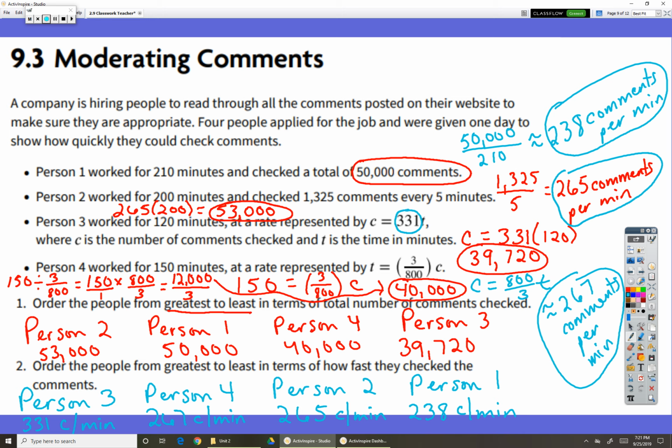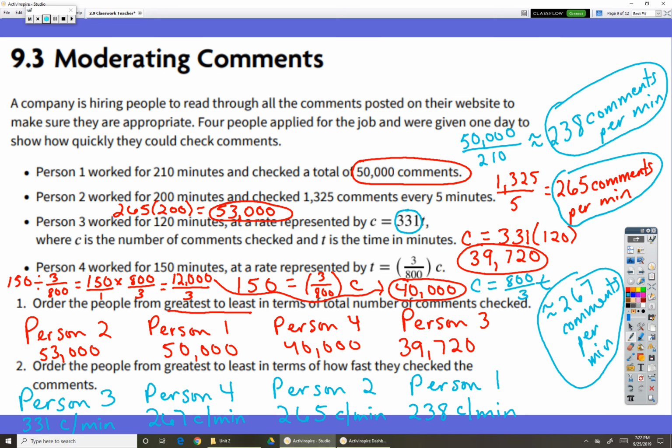comments per minute. So if you were hiring someone in terms of the total number of comments checked, you might hire person 2 because you might say, well, person 2 did the most comments out of anyone. But if you look at number 2, person 2 is only the third fastest. So it took person 2 longer to get those comments than it would have some of the other people. So you might say, well, if I'm paying by the hour, I don't think I want to pay person 2. I might pick person 3 to hire because person 3 can do it the fastest.